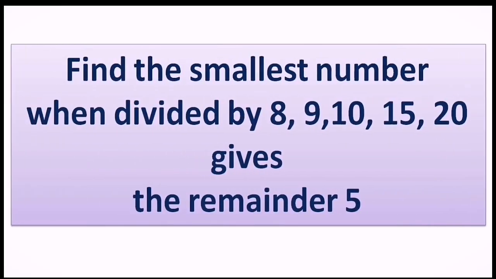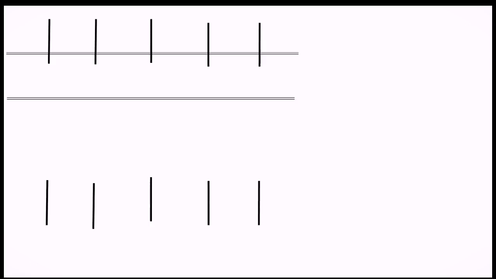This is the question in front of you, right? Find the smallest number which, when divided by 8, 9, 10, 15, 20, gives the remainder 5. That means 8, 9, 10, 15, 20 are the divisors, and I need to find the dividend such that whenever I divide it, the remainder will be 5. Again the word smallest is there, so we are going to find the LCM first of all. The moment you find the LCM, whatever the answer comes, you just add 5 to it and bingo, my answer is done. So let's begin.